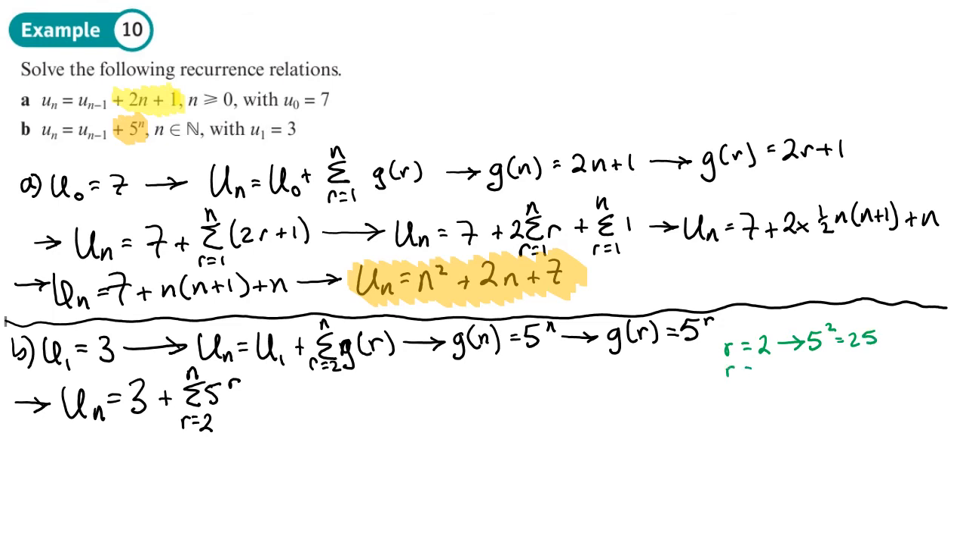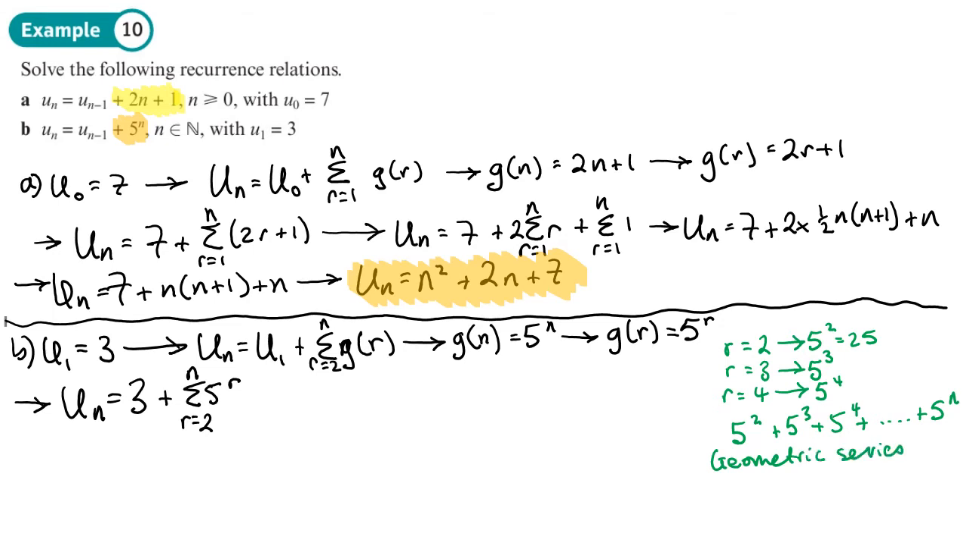Then r equals 3, it's going to be 5 cubed. And then r equals 4, 5 to the power 4, and so on. So I need to add together a sequence that looks like this: 5 squared plus 5 cubed plus 5 to the power 4, plus all the way up to 5 to the power n. So this is a geometric series.